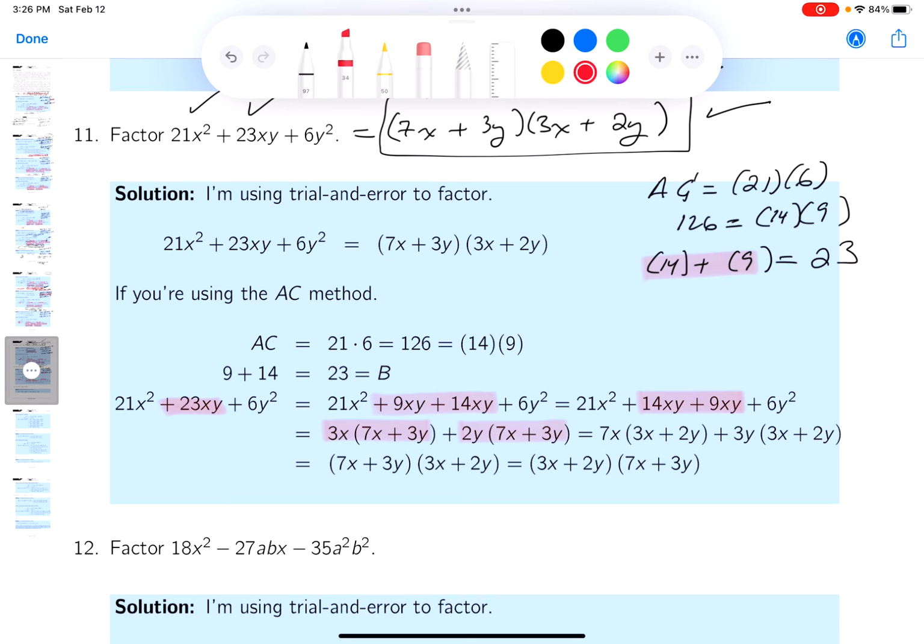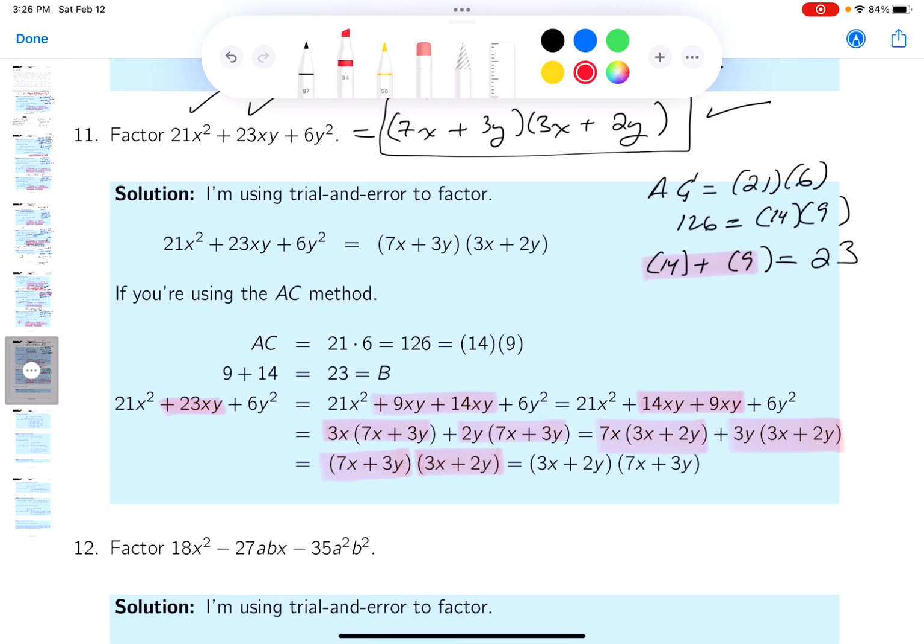So for example, on the first one, 3x comes out, you get 7x plus 3y. From the last two terms, a 2y comes out, you get 7x plus 3y. 7x plus 3y factors out, and you're left off with 3x plus 2y. Pretty simple. Now, if you did the other one, well, you get the first two terms are 21x squared plus 14xy. A 7x comes out, and we left off with 3x plus 2y. And the last two terms, 3y comes out, and we left off with 3x plus 2y.